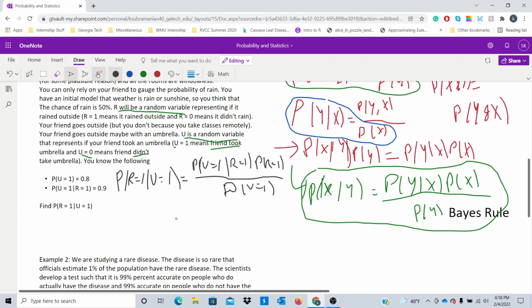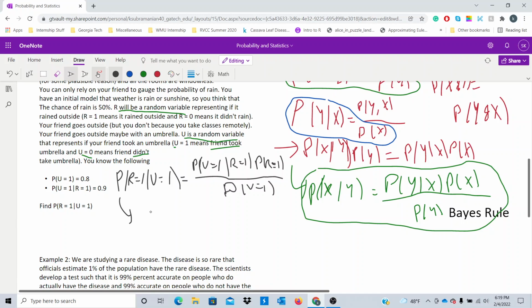So what do we know from this problem? We know that the probability of U equaling 1 is 0.8. We also know that the probability that U equals 1 given R equals 1 is 0.9. And keep in mind that we also know the probability that R equals 1. Our initial model assumes that the probability of rain is 50%. So we can simply plug in the numbers.